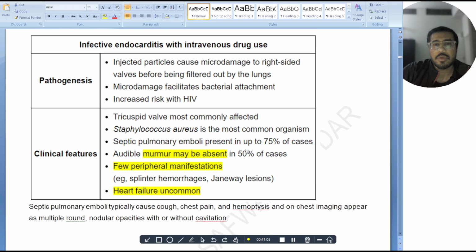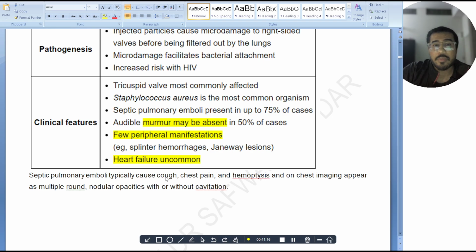So, septic pulmonary emboli are present in 75% of the cases. Murmur may be absent. Few peripheral manifestations because the left side of the heart is clear. Septic pulmonary emboli typically cause cough, chest pain, and hemoptysis, and on chest imaging appear as multiple round nodular opacities with or without cavitation. So these cavities or nodular opacities, especially in a drug user, might make you think of other diagnoses as well, like PCP pneumonia. So that is one example I am giving here. So you need to be conscious about that.